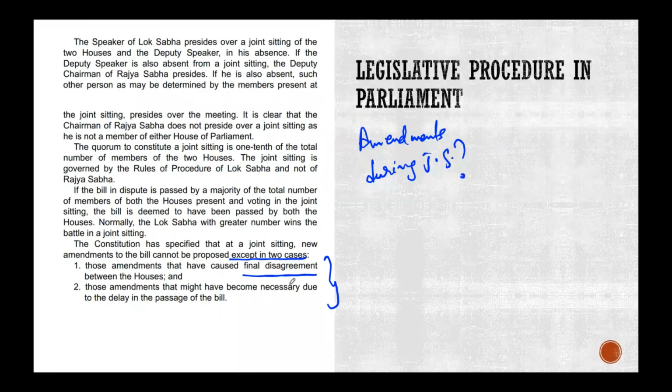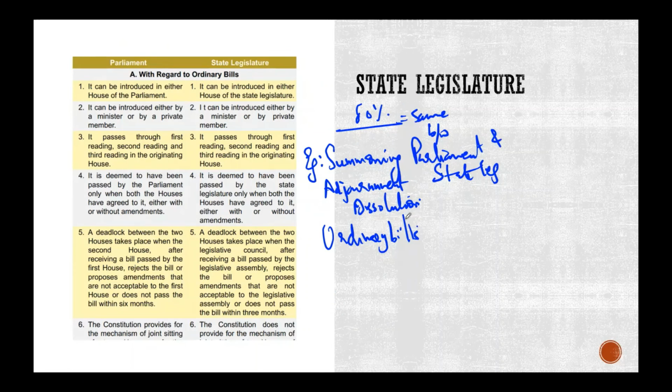So again, the same thing. These are the amendments that have resulted in the delay, and the state legislature. 80% of these things are the same. We are talking about vis-a-vis the ordinary bills. It can be introduced in either house of the parliament. Same thing, private member here, also private member. First reading, second reading, third reading. That will also be the same.